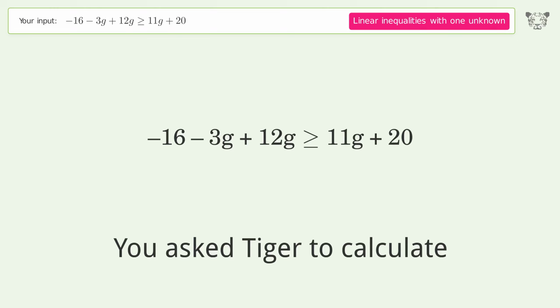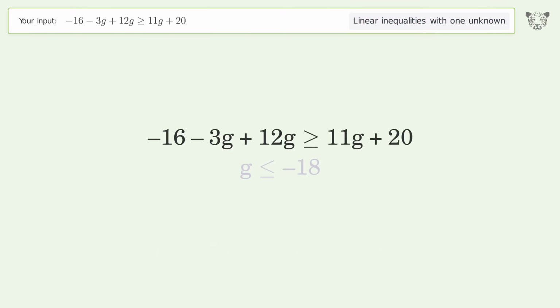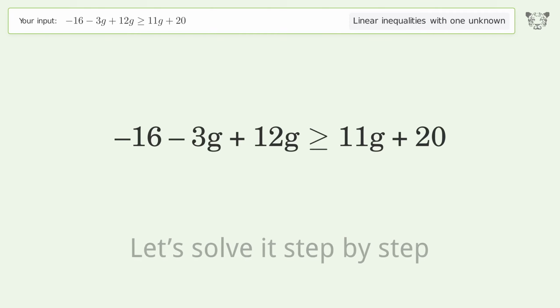You ask Tiger to calculate. This deals with linear inequalities with one unknown. The final result is g equal or smaller than -18. Let's solve it step by step.